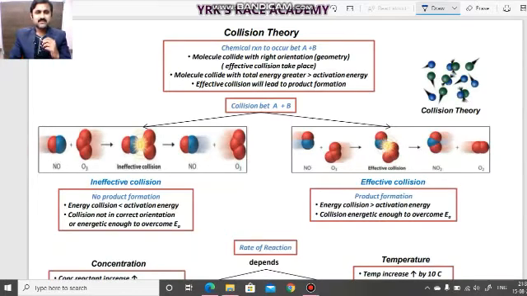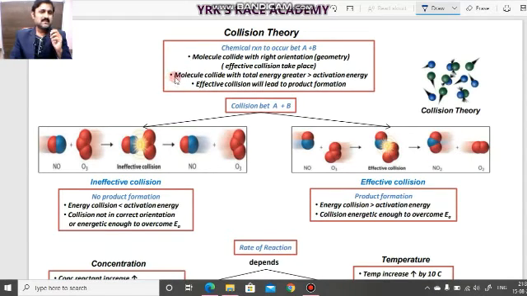For a chemical reaction to occur between two elements like A and B, there are some conditions. That means molecules must collide with the right orientation. This is the collision shown here. This is one kind of impact, which is geometry. An effective collision should take place, that is called the right orientation.